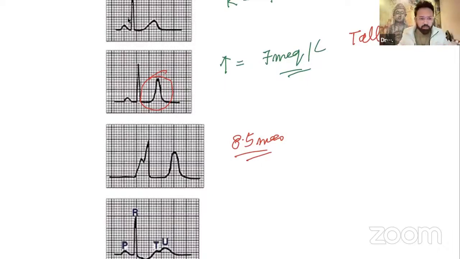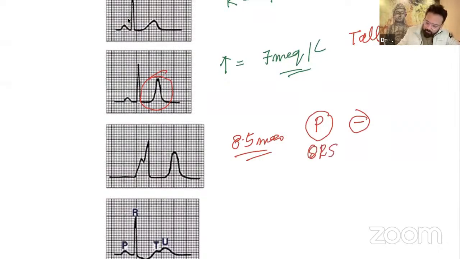I have discussed this in detail in the video lectures. But just tell me, there are two other features. The P wave will be absent because there is no atrial depolarization. We only remember the tall T wave, but nowadays they are asking all the features. So not only the tall T wave, but the absent P wave, and the QRS will be wide. You can see wide QRS.